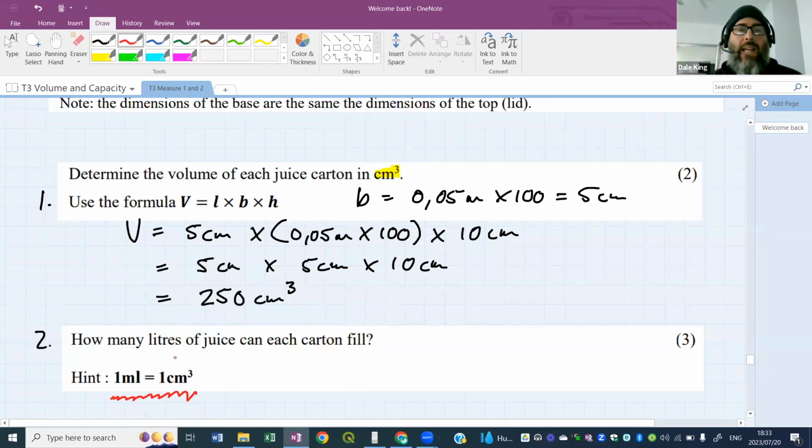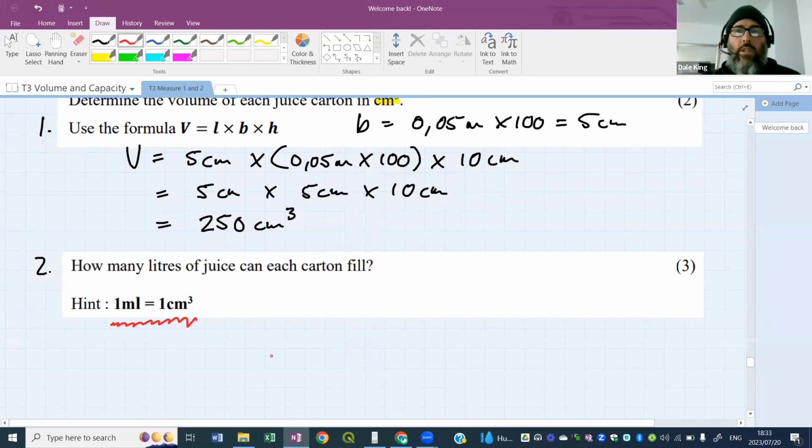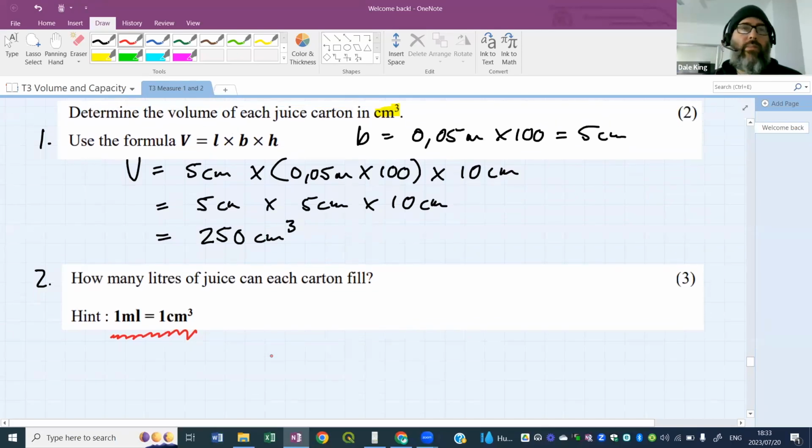All right. So how many liters do we have in each carton? All right, you guys can do that. And then we're going to check. When you're done, let me know. Say done in chat, and then we'll go over this one. How many liters in each carton? If each carton has 250 centimeters cubed.